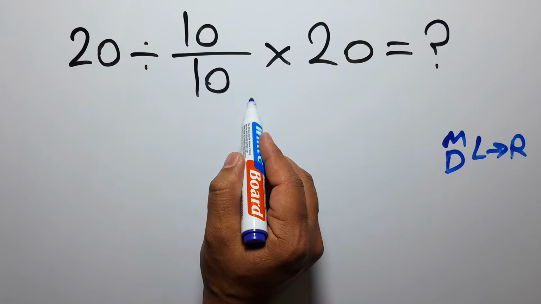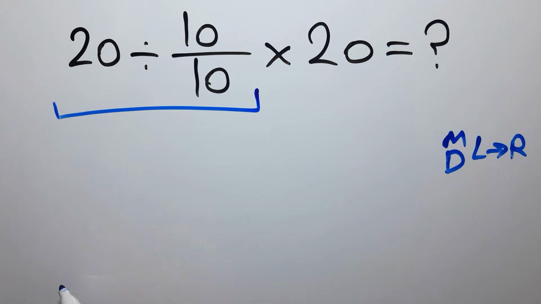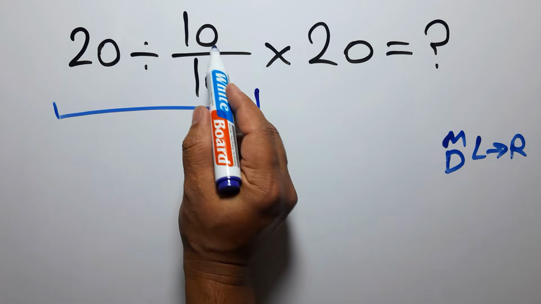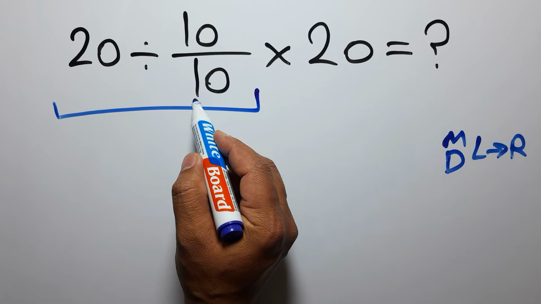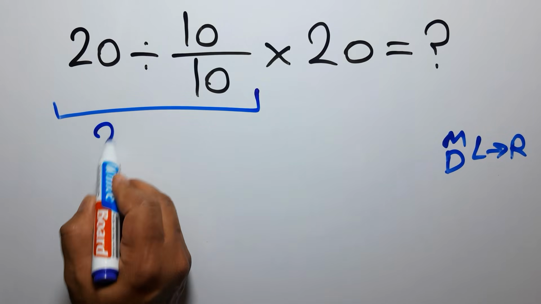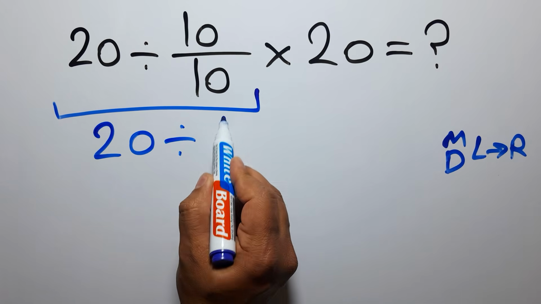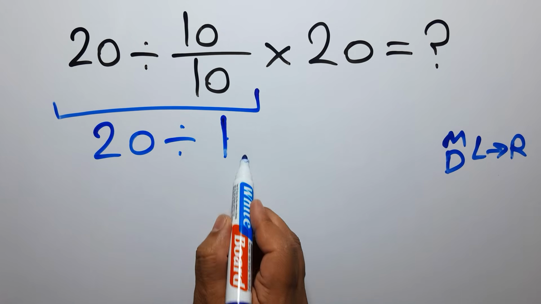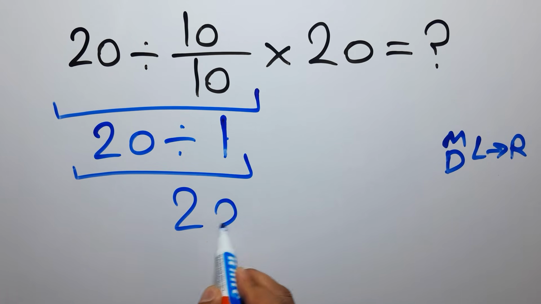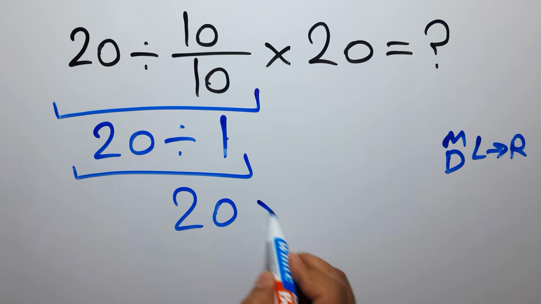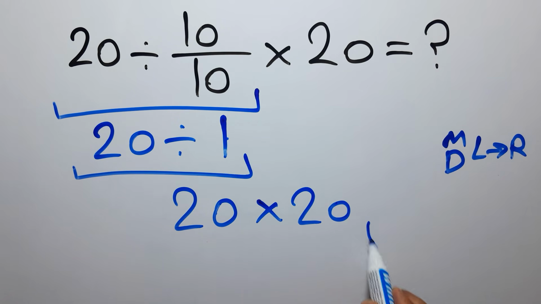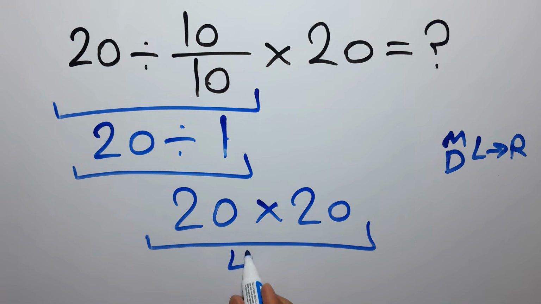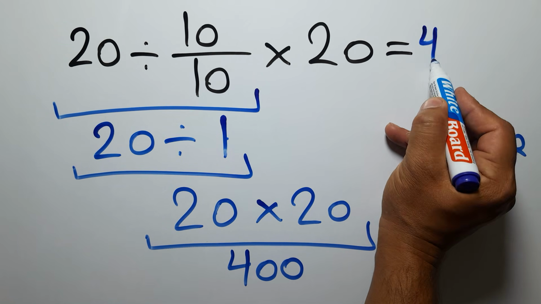20 divided by 10 over 10. Okay? First of all, this fraction equals 1. So we have 20 divided by 1. Okay? Which equals 20. So we have 20 times 20. Gives us 400. And this is our final answer to this problem. The correct answer is 400.